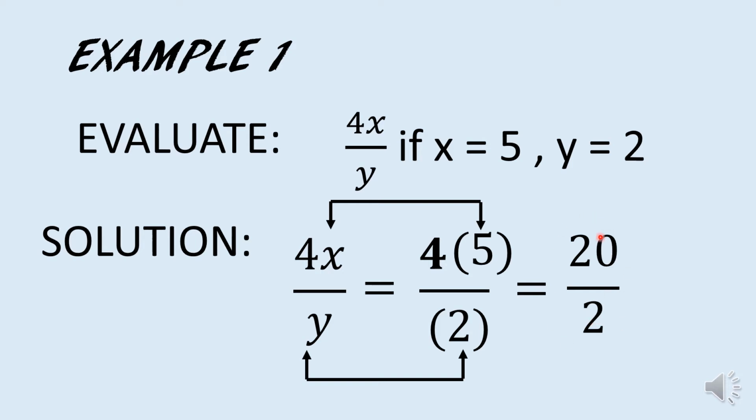So, i-check natin kung yung sagot natin can still be simplified. So, dito sa 20 ay eksaktong madidivide siya by 2. So you have now 20 divided by 2. The answer is 10. Therefore, our final answer, if we're going to evaluate 4x over y, if x is equal to 5 and y is equal to 2, is equal to 10. Okay, so let's have the next example.